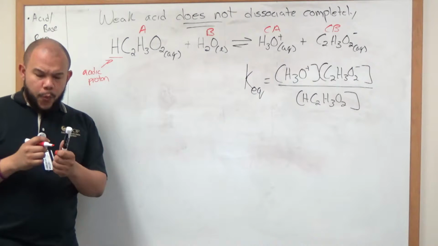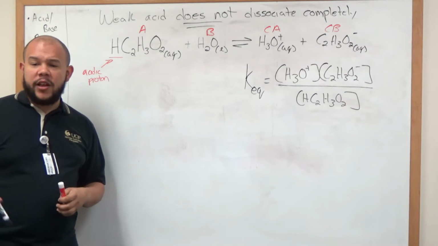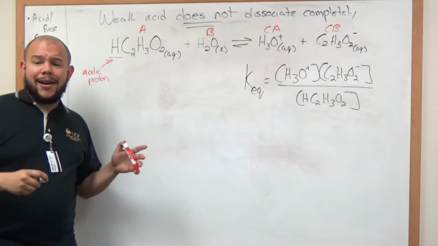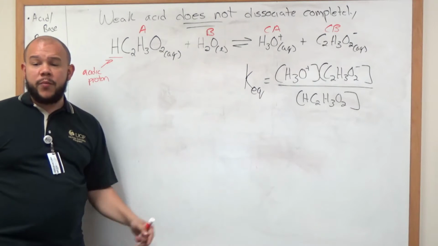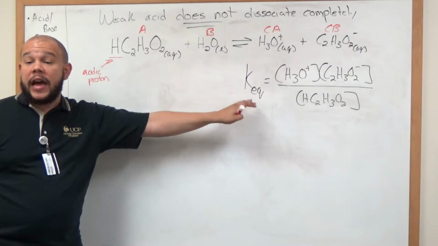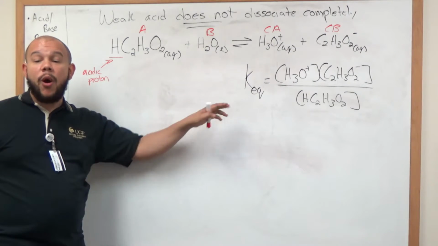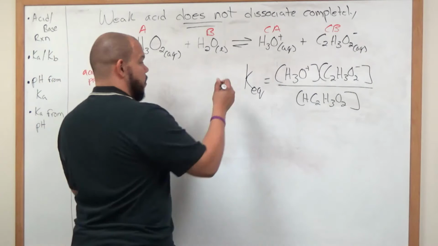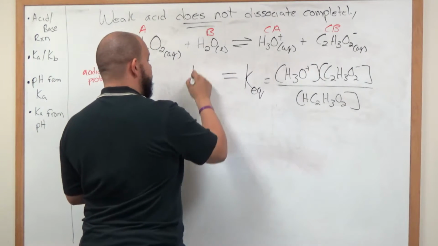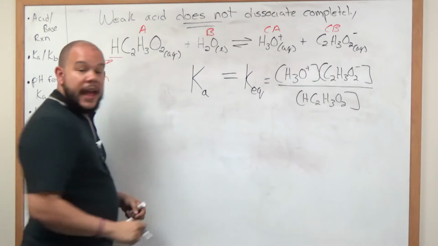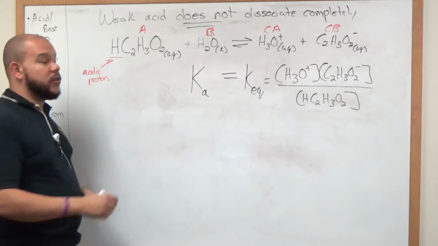Now, the gear that we have to switch in our case now is that yes, this is an equilibrium expression, yes, Keq works fine, but when we're dealing with acids, you will see that we now call this Ka, K sub A, big K, little a. And this is known as the acid dissociation constant.